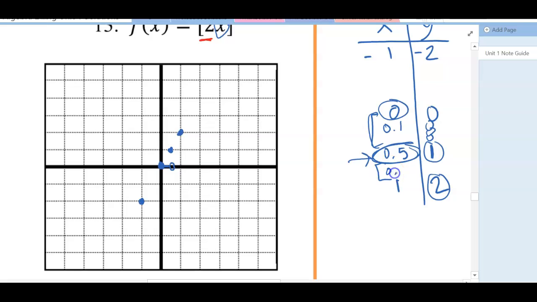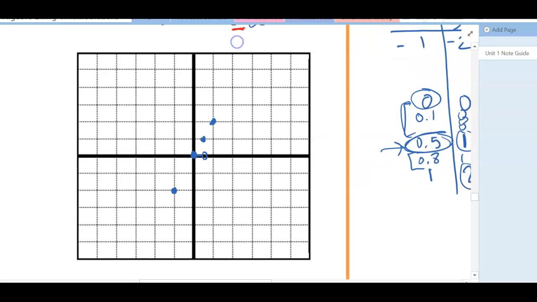So let's try something like 0.8. Okay, we already did this one. So 2 times 0.8 becomes 1.6, and then 1.6 would be rounded to 1. If you did 0.9, you get 1.8, which would be rounded to 1. If you did something like 0.6, you get 1.2, and it would be rounded to 1. So everything between half and 1, all those x's, end up producing 1s as their y values.